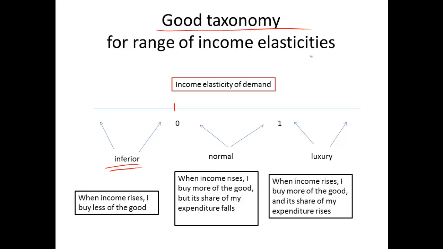We can ask what happens to the share of expenditure on that good. Now, we can divide goods into normal goods and luxury goods. Normal goods have the following definition. When income rises, I buy more of the good, but its share of my expenditure falls. Whereas luxury goods are goods where, when income rises, I buy more of the good and its share of my expenditure actually rises.